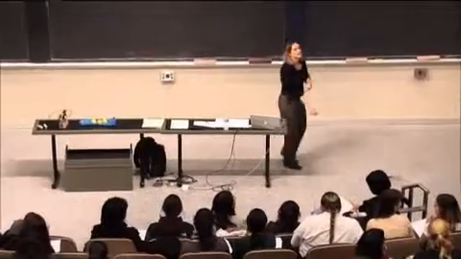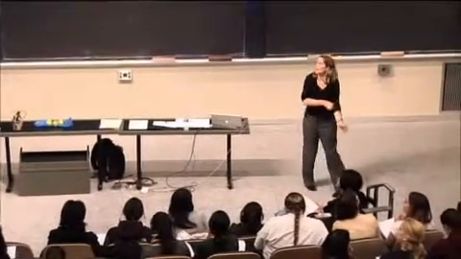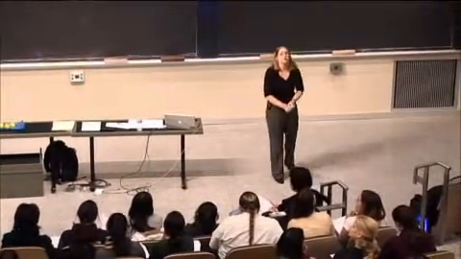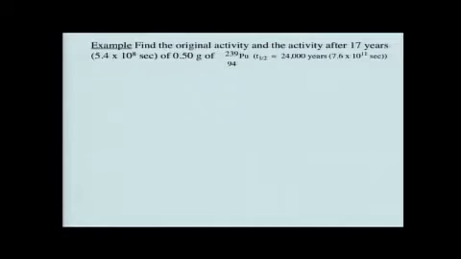All right, so let's do an example now and think about how things will change over time. So we have an example. We want to know the original activity and the activity after 17 years of a sample of plutonium. So let's take a look at how we'll do this problem.